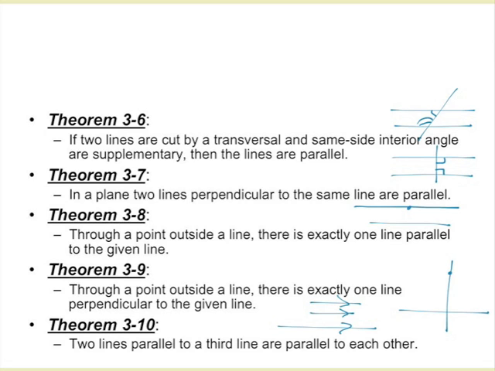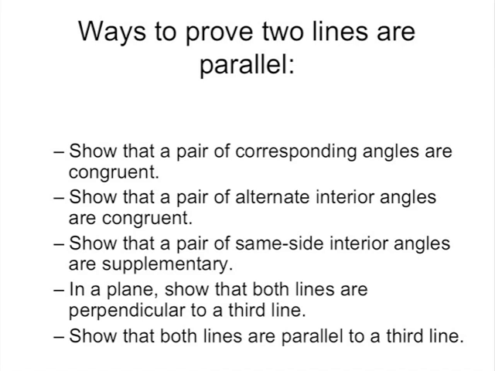In today's assignment, you are going to be given information about angles and asked to find sets of parallel lines. There are 5 ways that we can say that we have found parallels. We can look for corresponding angles that are congruent. We can look for alternate interior angles that are congruent. We can look for same side interior that are supplementary. We can look for them both being perpendicular to the same line, or we can look for them both being parallel to the same line. 5 ways that we can show that we have found parallel lines.